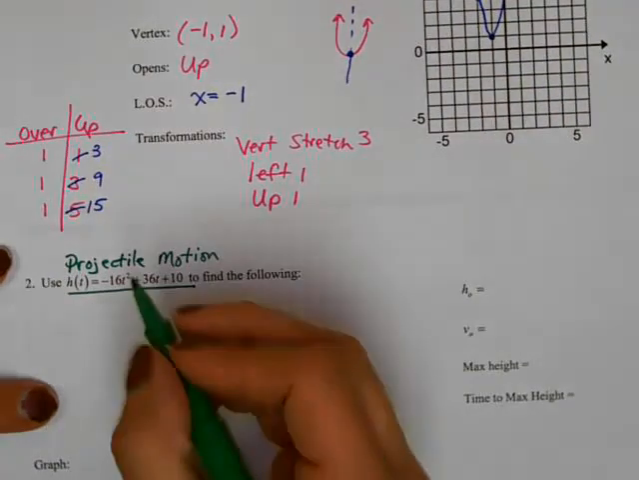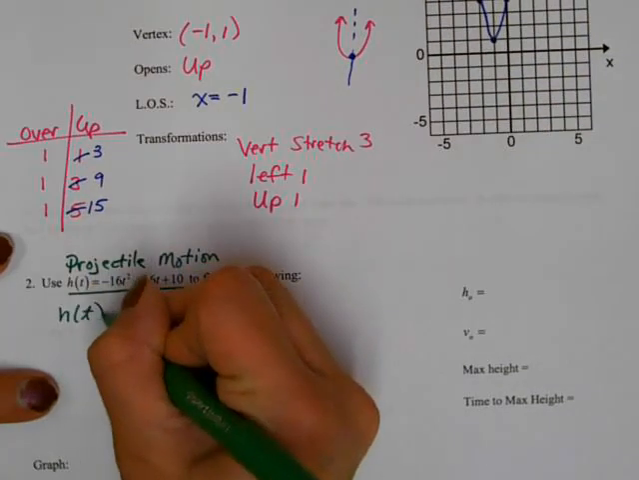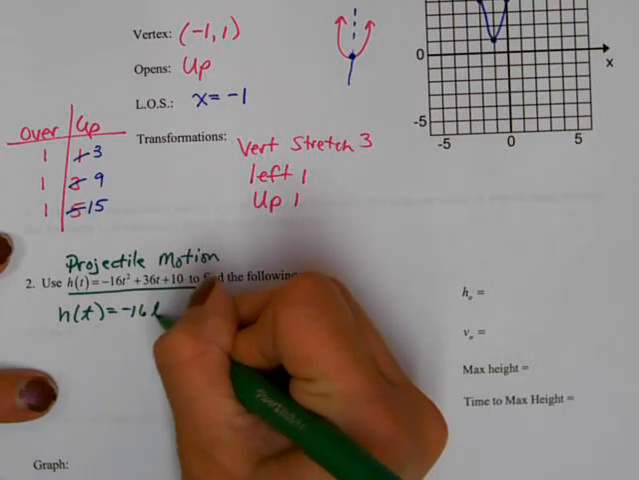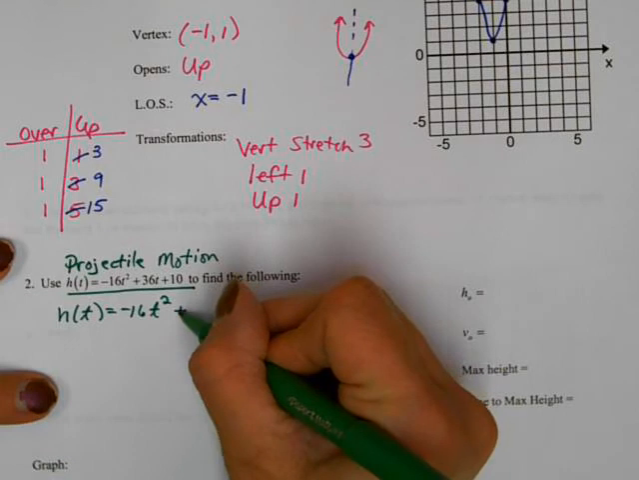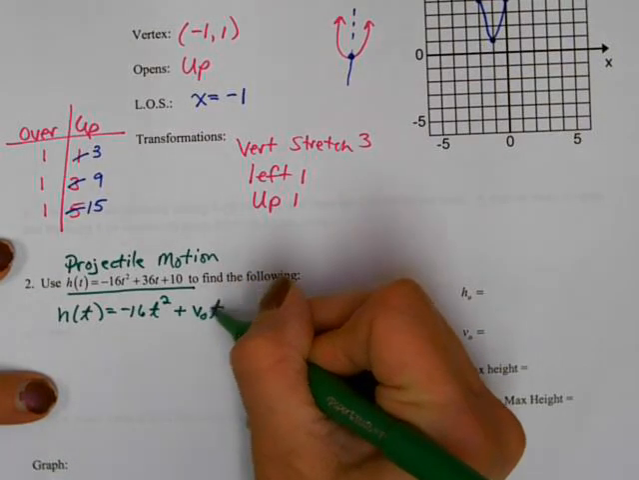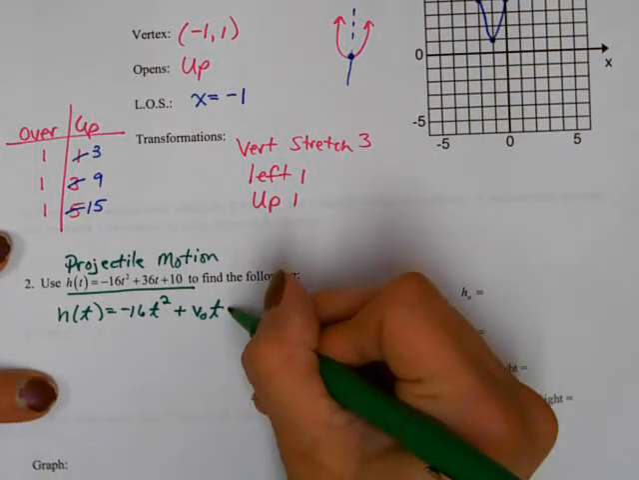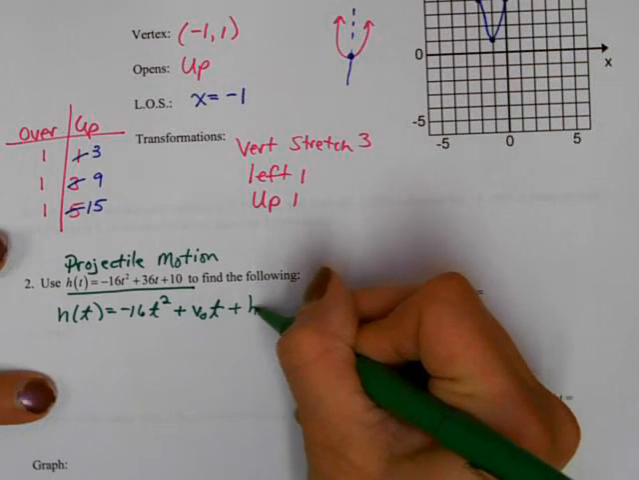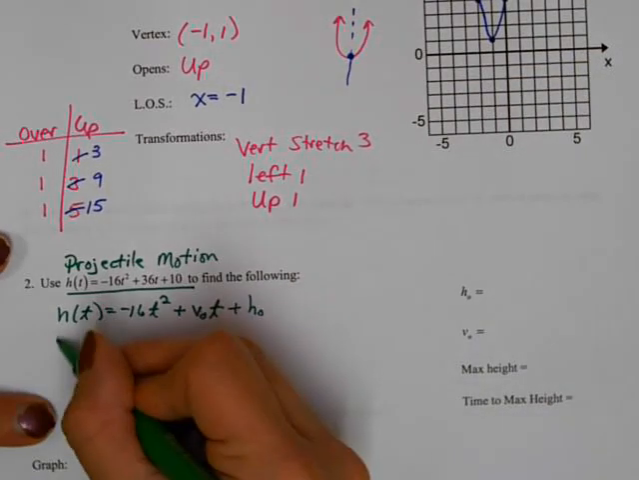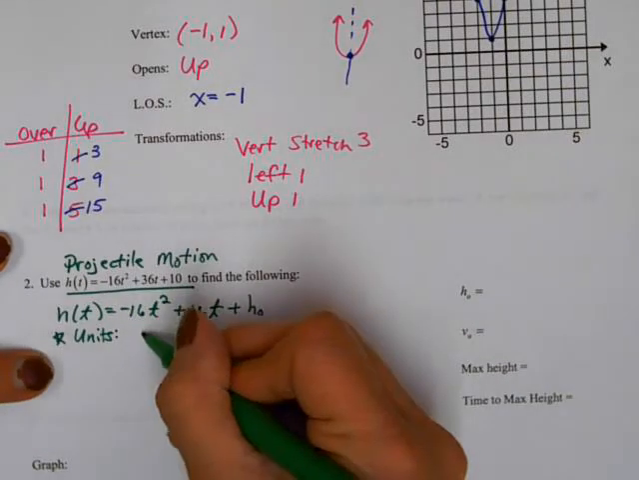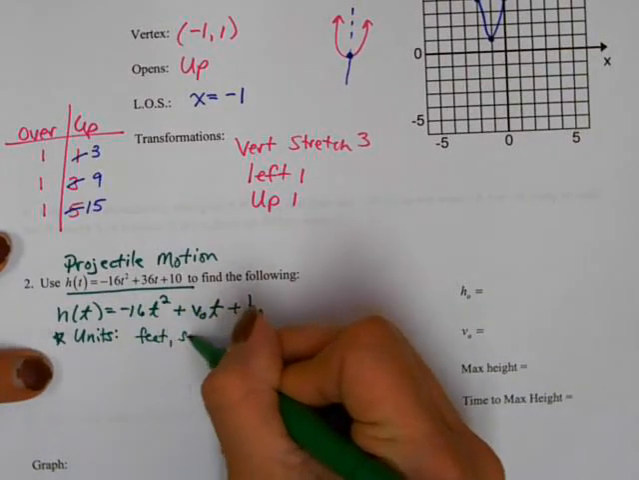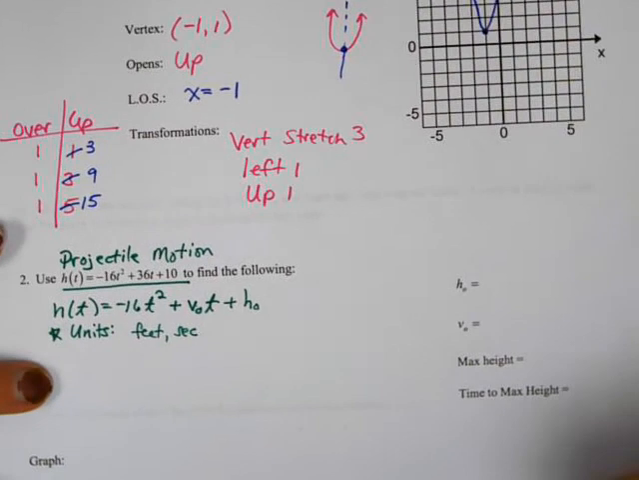The basic equation was h of t equals negative 16t squared, always negative, and then plus v naught, so there's your initial velocity, and then plus h naught, there's your initial height. Don't forget that the units for this were always feet and seconds. Especially you physics people.